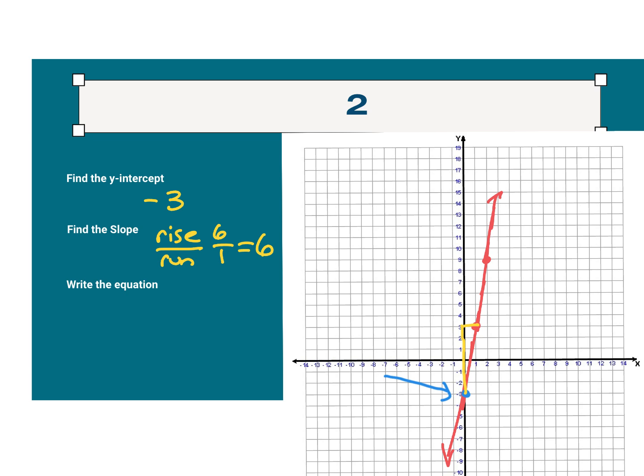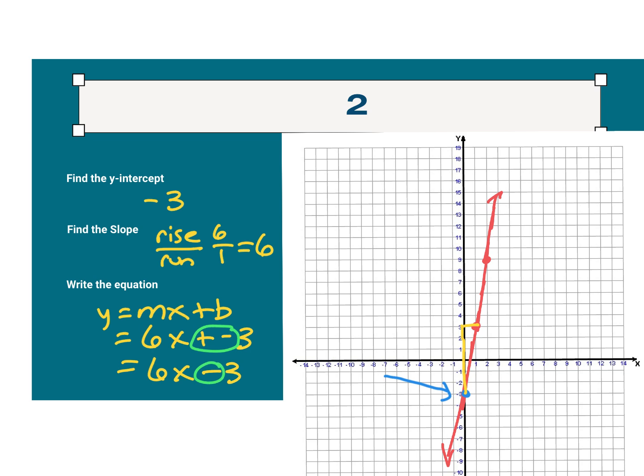Write your equation, y equals mx plus b, and you would say 6x. Now notice your y-intercept is -3, so I could either write plus -3, or the more efficient way is to say 6x minus 3. Remember, plus and negative and minus are the same thing.